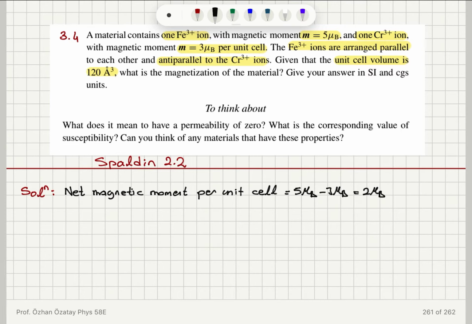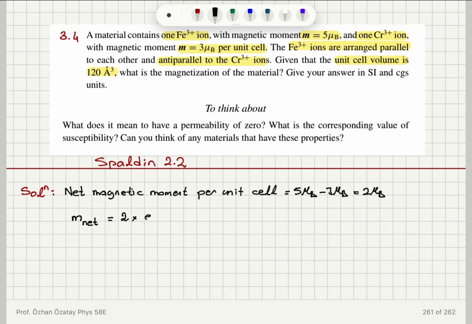For example, this could be a body-centered cubic structure where we have the iron ions at the corners and the chromium ion at the body center. That would be one scenario where you would have 1/8 times 8, one iron 3+ ion per unit cell and one chromium 3+ ion in the body center. Now, what is the net magnetic moment per unit cell? It will be equal to 2 Bohr magnetons.